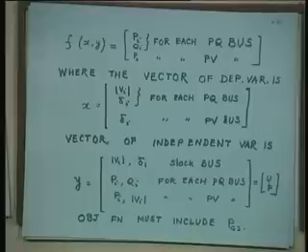So, at the slack bus, V1 and delta 1 are known. So, they are independent. Similarly, Pi and Qi are known at each PQ bus. So, they are independent variables. Similarly, Pi and Vi are known on each PV bus. So, that is again part of y.